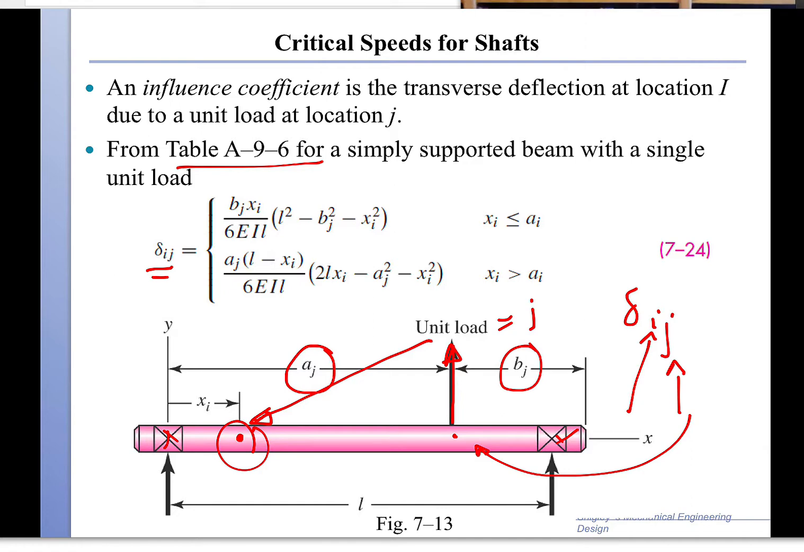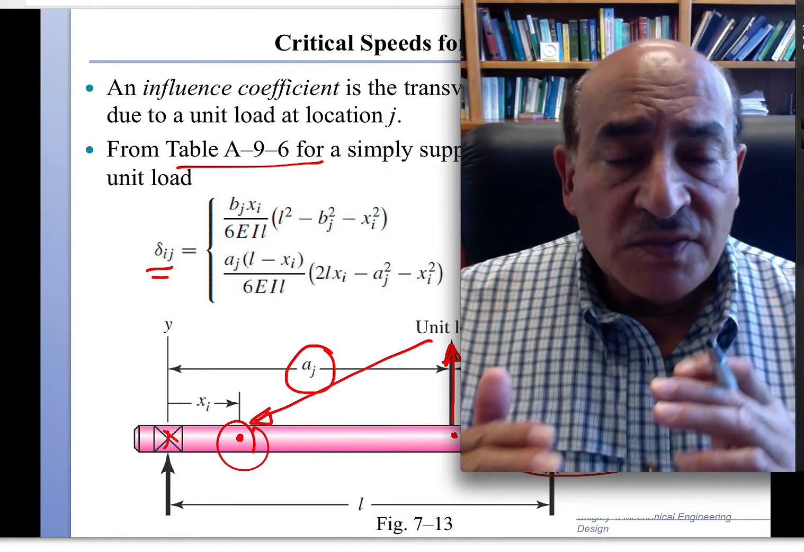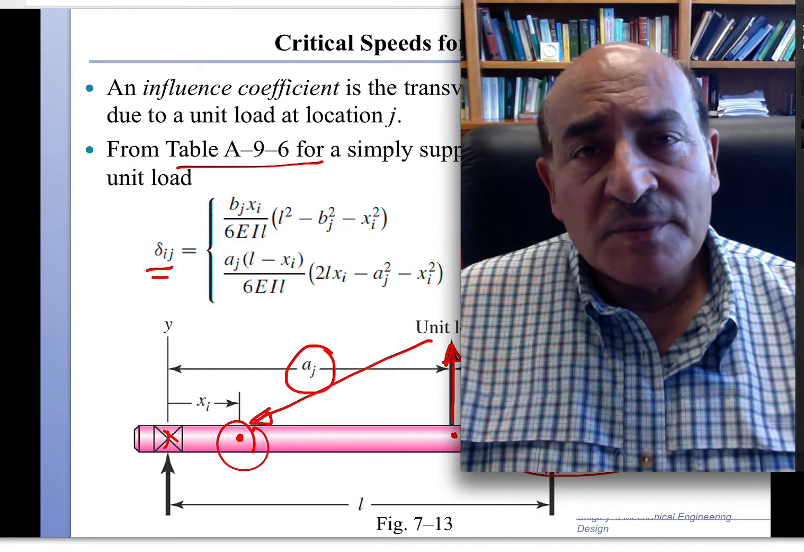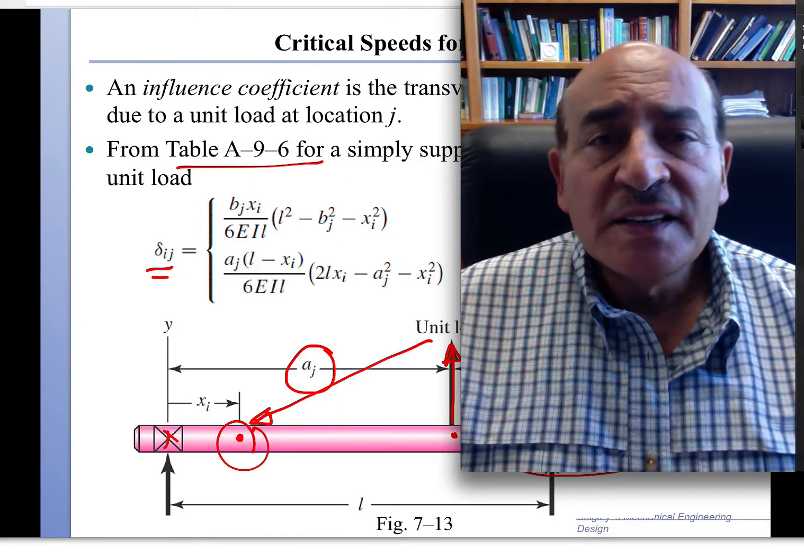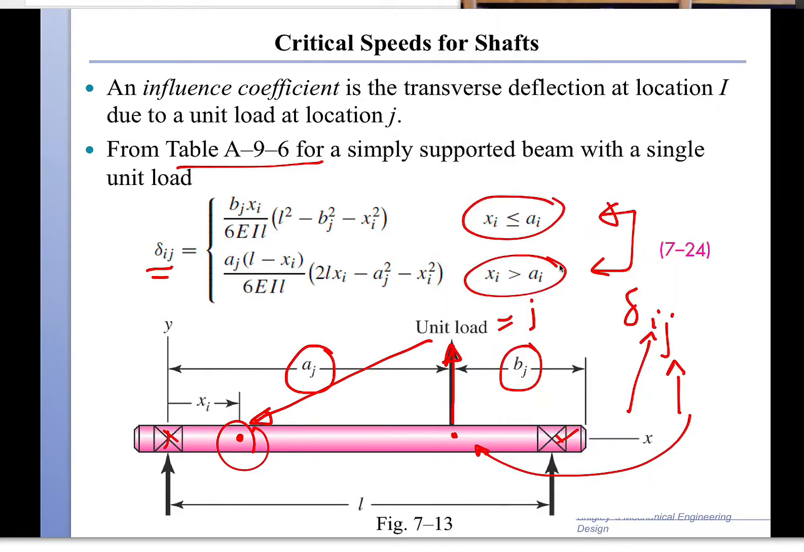So you have an equation for x_i less than a_i, and another equation for x_i greater than a_i. These two equations will give you the value of what's known as the influence coefficient. To summarize, the influence coefficient is the deflection at any point along the beam given that you have a unit load at some other point. That's the relationship between the two, and we know that value from these equations here, 724.